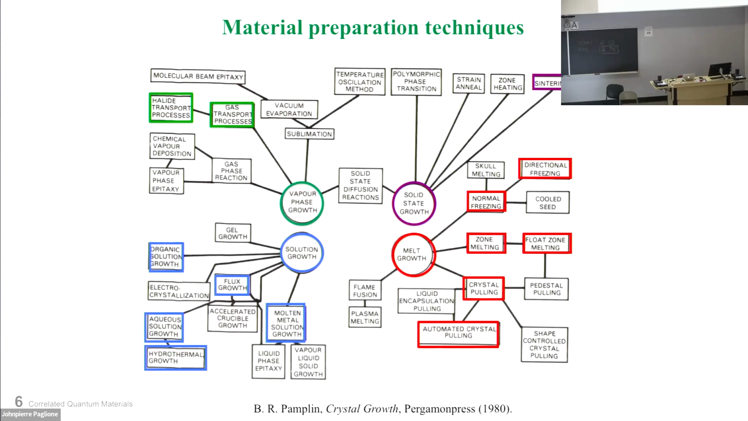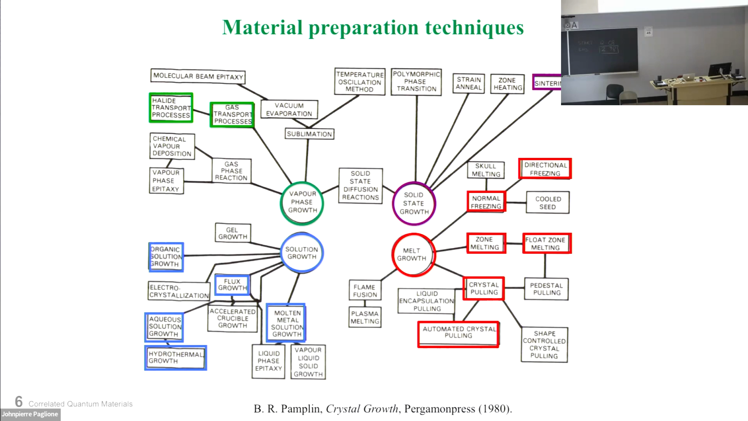So there's a lot of different ways that you can grow single crystals to make materials. And this is a table that was taken from Pamplin's book on crystal growth, which is a good reference book for a lot of different ways to grow materials. And there are things you can grow out of solution growth, like floating zone, flux growth. There's vapor phase transport, there's solid state growth. This is just some of the ways that you could prepare a single crystal.